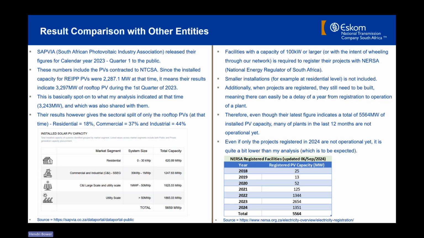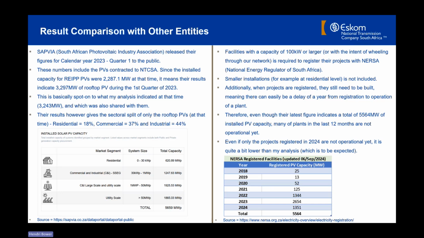And then also, when projects are registered with NERSA, it means they're only registered. They still actually need to be built before they're at a stage where they can operate and start supplying energy. Whether it's for themselves, whether it's through a wheeling, doesn't matter. It still takes quite a time for those projects to be built. So even though, and I've included a breakdown below in terms of year, what is the installed capacity that's registered at NERSA for the rooftop PVs.